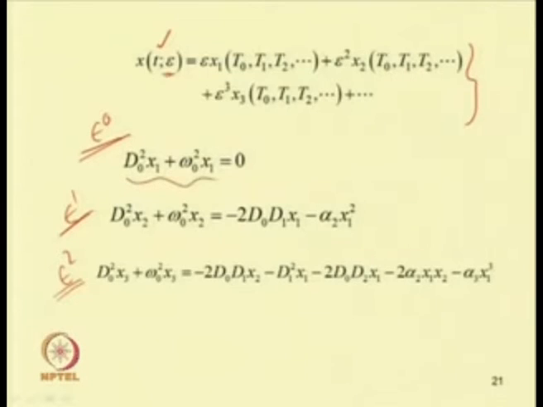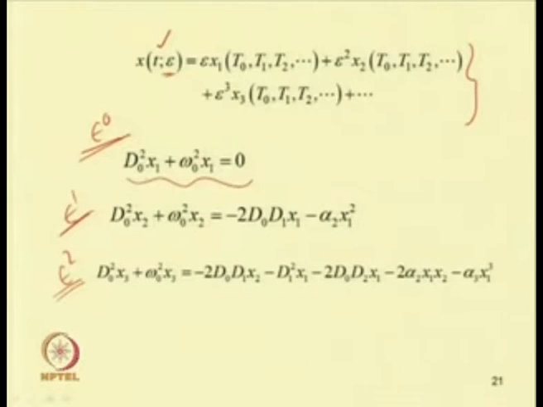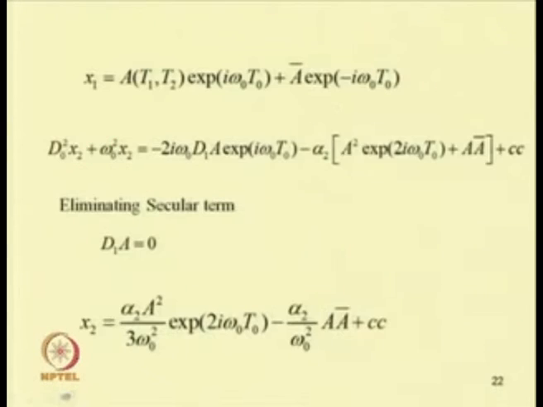One can write this equation, that is d 0 square x 1 plus omega square x 1. The solution of this equation is x 1 equal to a e to the power i omega 0 t 0 plus a bar e to the power minus i omega 0 t 0, as d 0 square x 1 plus omega 0 square x 1 equal to 0. The constant a should not be a function of t 0, so it is a function of t 1 and t 2: a of t 1 and t 2 times e to the power i omega 0 t 0 plus a bar e to the power minus i omega 0 t 0.